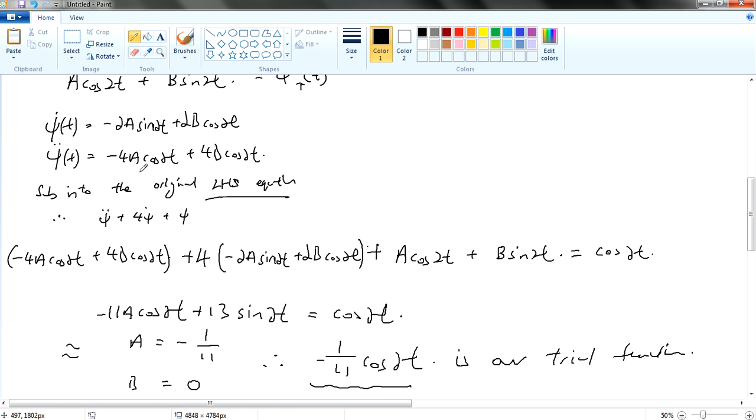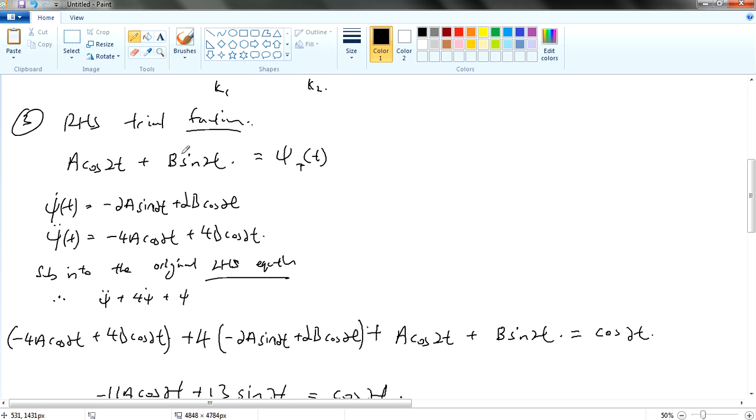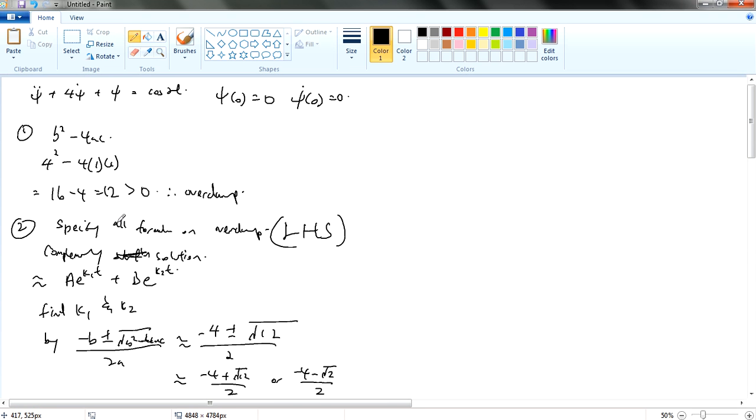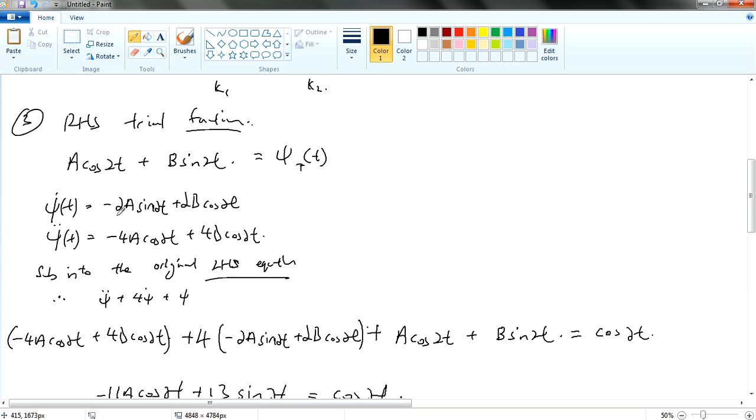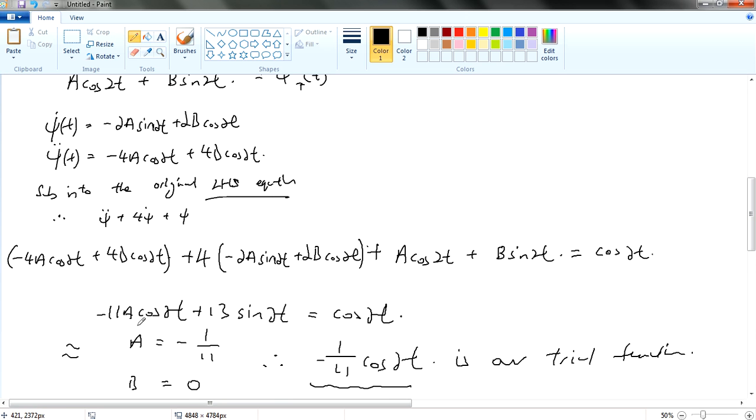Okay, so therefore when you differentiate one time and differentiate a second time, you get the first and second derivative. And then I use the original left hand side equation, which is this, the given one. You just sub in whatever things inside here. Okay, you sub in this inside here, and then you calculate, and I derive minus 11a cosine 2t plus 13b sine 2t equals to cosine 2t.